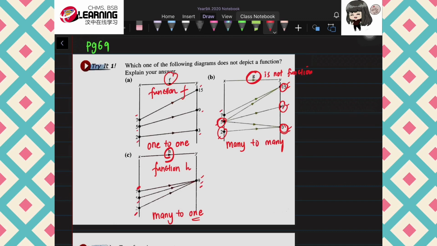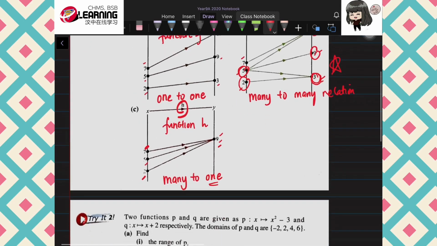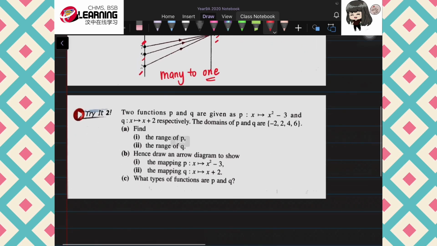So the following diagrams do not depict a function, only B, and explain your answer. The explanation is already here: it's a many-to-many relation. Okay, that's for Try it 1. Now, Try it 2.